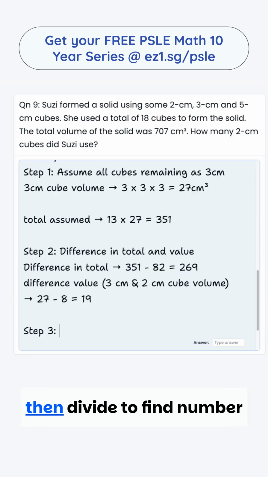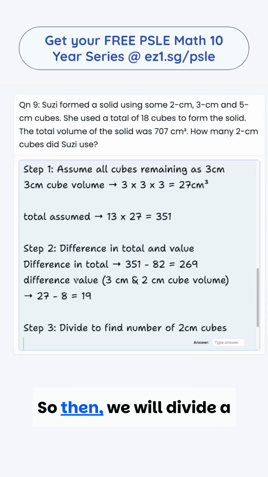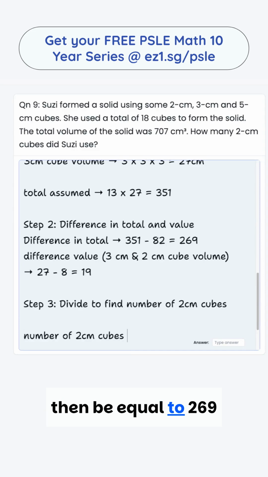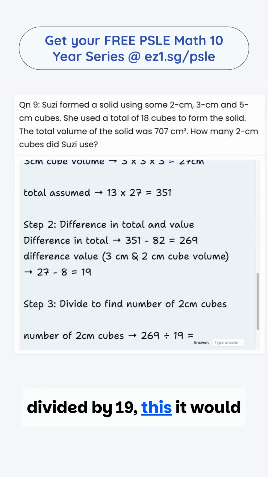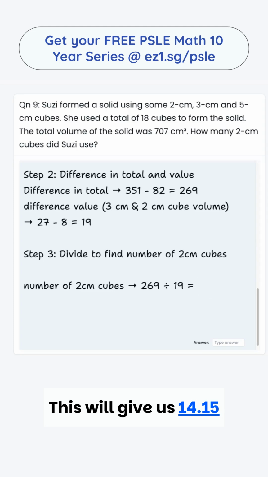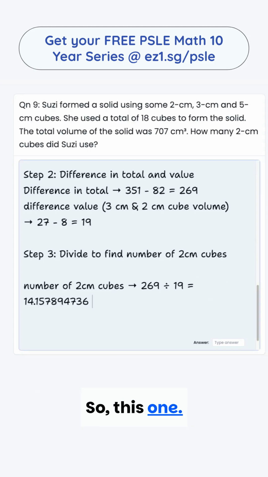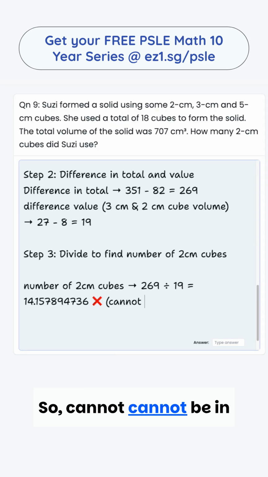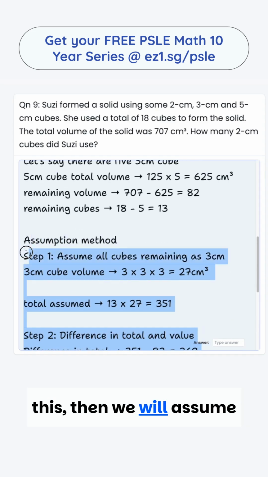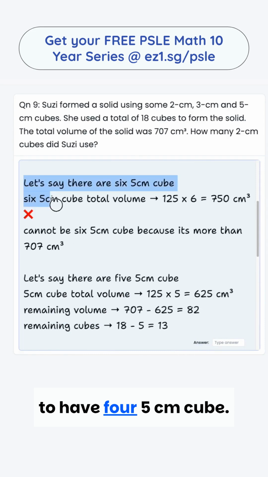Then step 3: divide to find the number of 2 cm cubes. The number of 2 cm cubes will be 269 divided by 19. This gives us 14.15 something, so this is wrong because it cannot be a decimal. If we can't do this, then we will assume there are 4 5 cm cubes.